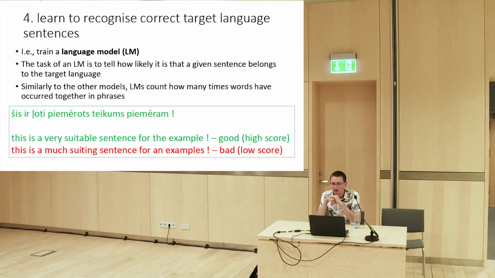So here is an example of how a language model should work. For instance, we give a language model a hypothesis. This is a very suitable sentence for the example, and the language model has to tell that it's a good sentence in the target language. It does not see the source text at all. And if we give it a bad sentence, for instance, this is a much suiting sentence for an example, so you can probably tell the mistakes in the sentence, it should be able to tell us that that's a bad translation, and it should have a lower score assigned.